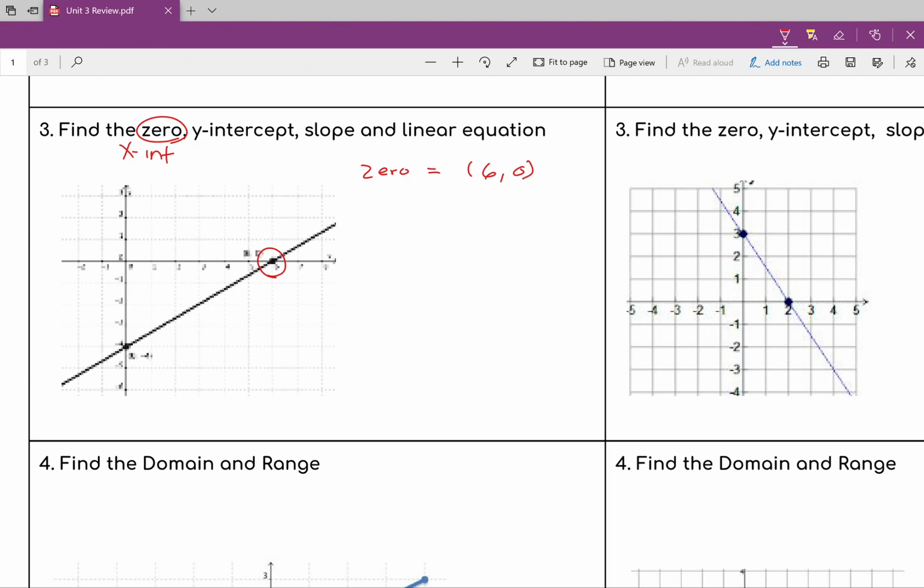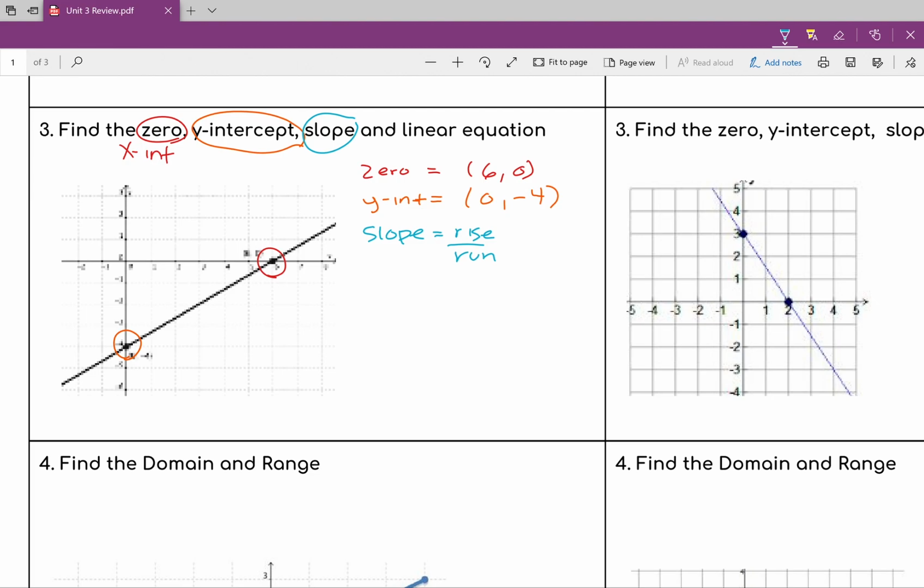Okay. Now let's find our y-intercept. Remember, our y-intercept is where it crosses the y-axis. So right here. So our y-intercept is going to be 1, 2, 3, 4, -4. So 0, -4. Okay. Now let's look at slope. Remember, slope is rise over run. So slope equals rise over run.